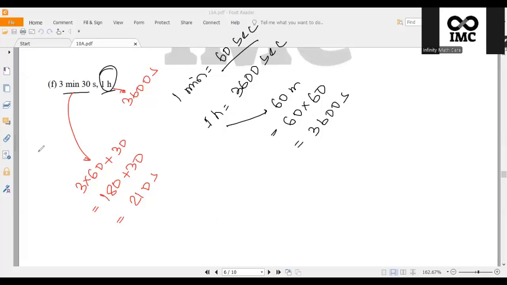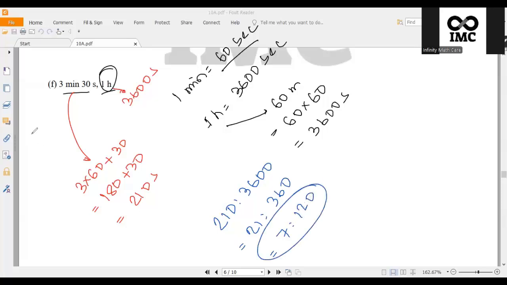Now convert into ratio. So 210 is to 3600. If I cancel both by 10, then we will get 21 is to 360. Then divide each one by 3 again. 3 7s are 21 and 3 120s are 360. Then it will be converted as ratio. Now, if I want to convert into fraction, then it will be 7 by 120. And that is the answer of question number 2.